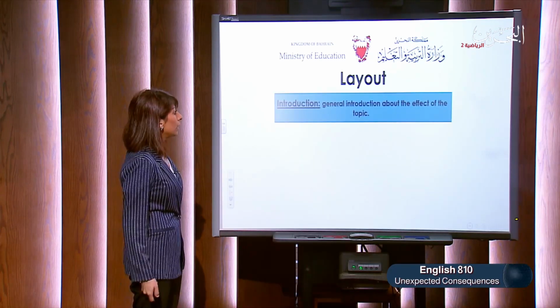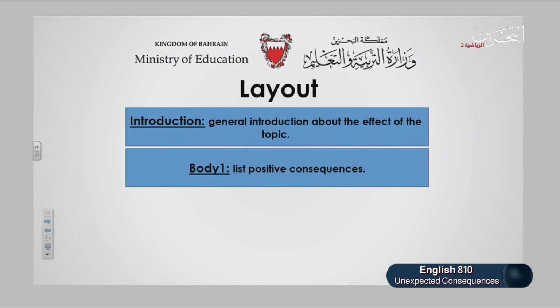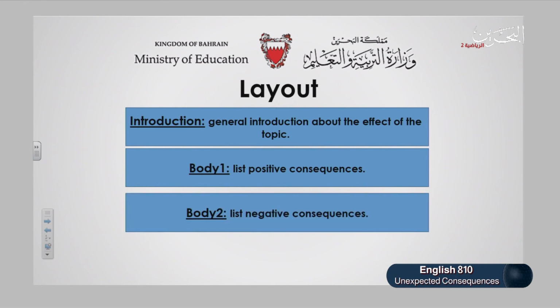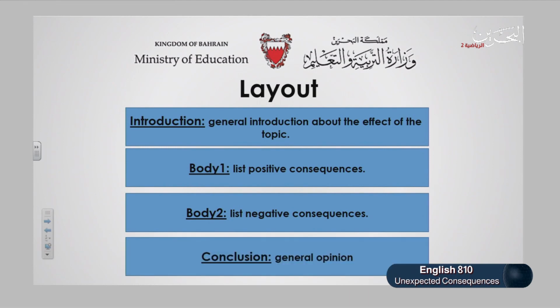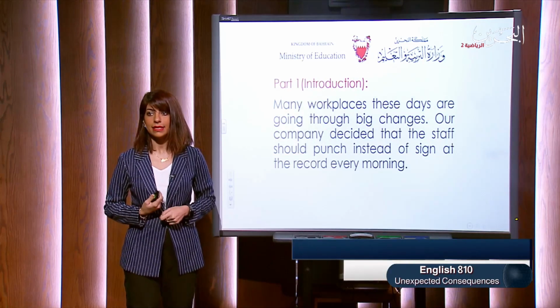Let's see. Here, I'll introduce my writing with a general introduction about the effect of the topic that I have chosen. There are two bodies, pay attention, because the first body will list positive consequences, the good things. Body 2 will list the negative consequences. And of course, we're going to end at the conclusion with a general opinion. What do you think, what is your point of view? Let's see now the writing together.